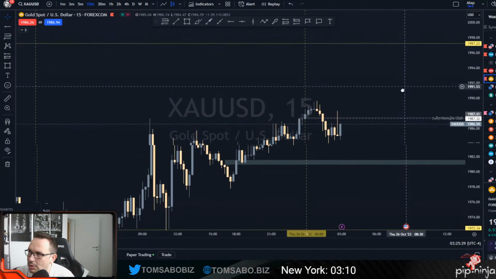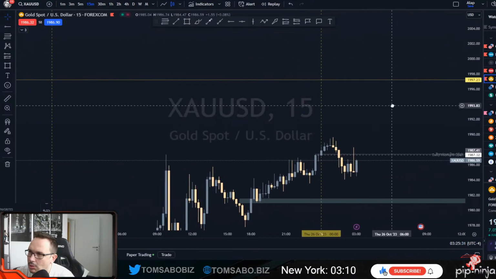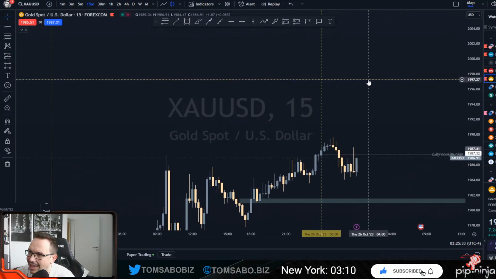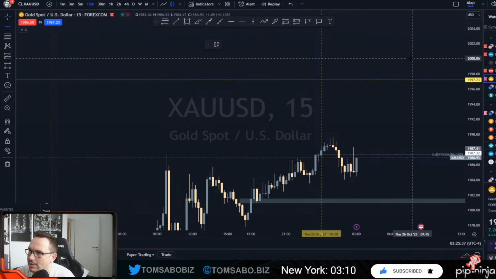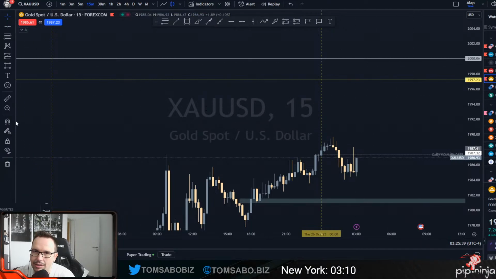I'm definitely bullish. Why? Because we have the significant high at 97 and we have the 2000 level, which is so important. It's like a magnet. It's a very, very important level.